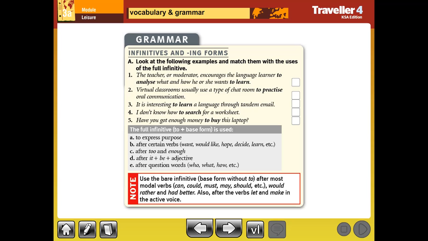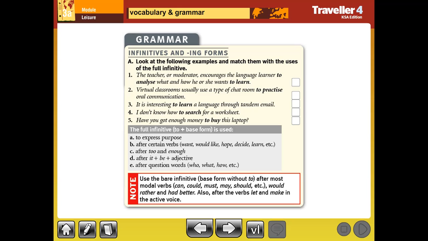Hope: I hope to travel to America. I hope to see you. Decide, يقرر: I decided to go to Mecca. I decided to travel to America. For example, learn: I learn to speak English. I learn to play any game you like. Okay? These verbs are followed by to infinitive. To plus the origin of the verb.